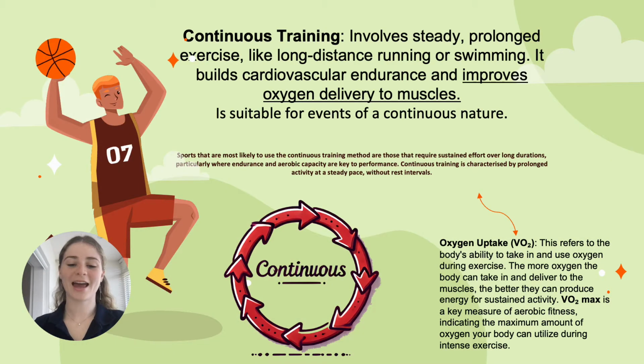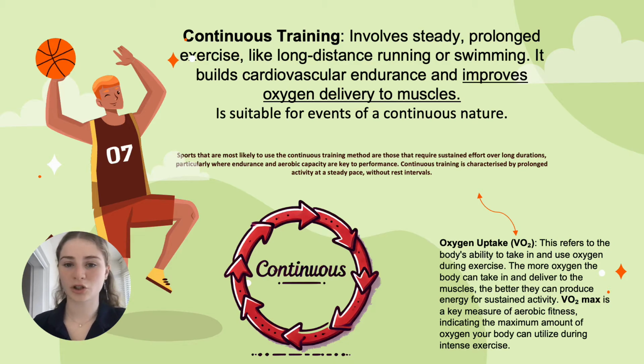The first of our aerobic training methods is continuous training. So what is continuous training? Continuous training is a type of aerobic training where exercise is performed at a steady, moderate intensity without any rest periods or breaks. This method involves maintaining a consistent pace for an extended duration, typically lasting from 20 minutes to several hours, depending on fitness levels and goals. Activities like running, cycling, swimming, and rowing are commonly used for continuous training.